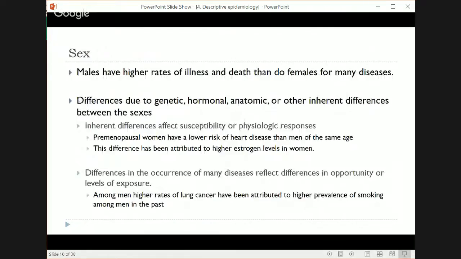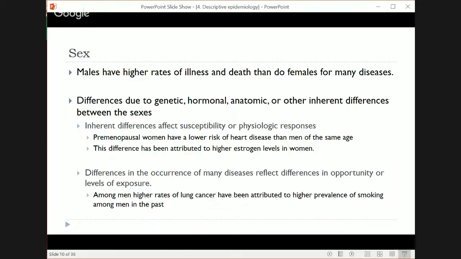Okay, next person characteristic, sex. Often males have higher rates of illness and death than do females for many different diseases. So overall, males have lower life expectancies than females. Males are also more likely to suffer from a variety of different conditions. The reasons for this are genetic, hormonal, anatomic, or other inherent differences between the sexes.